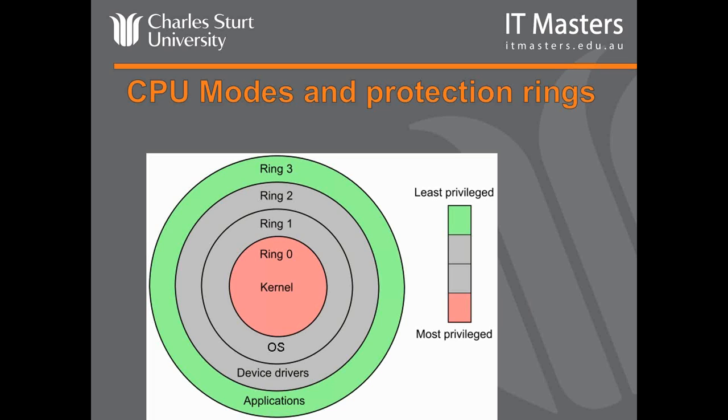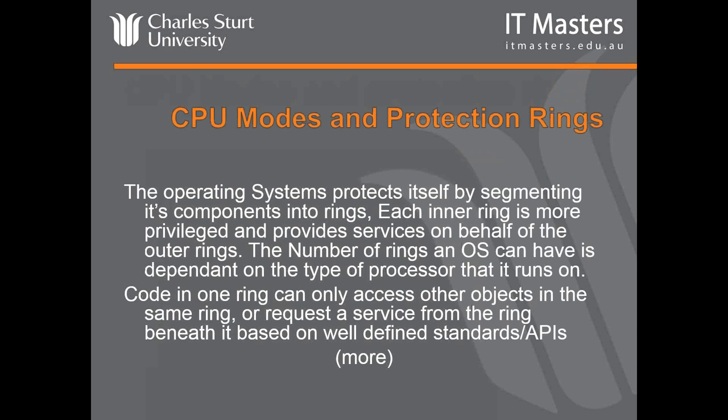We have our operating system at ring one, device drivers at ring two, and applications at ring three. So our least privileged, what we should be doing is calling APIs. And those APIs will allow each level to do something a little bit lower, protecting us as we go. This level of protection means that it's much harder to get in there and cause all these problems that will crash the system or break the security of it.